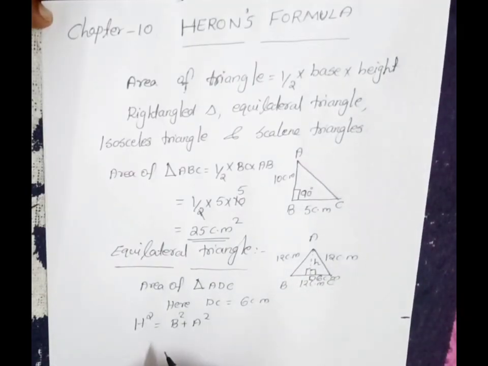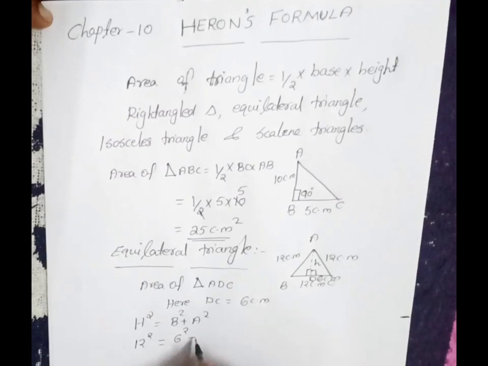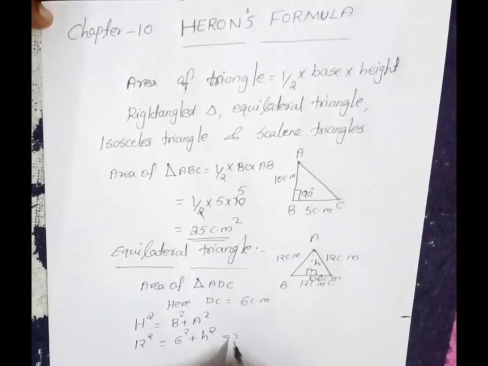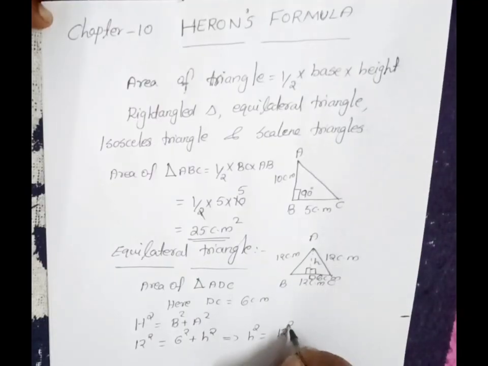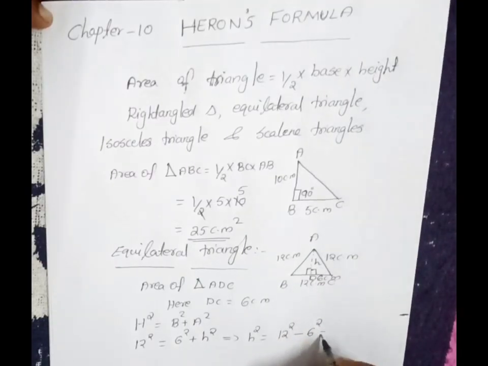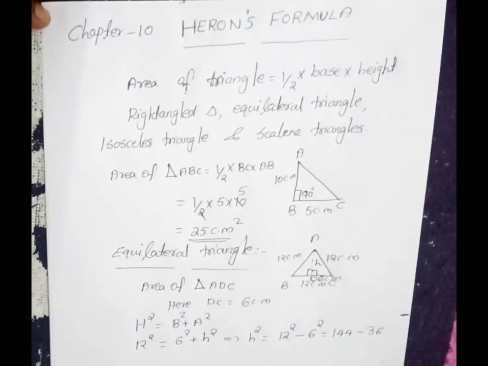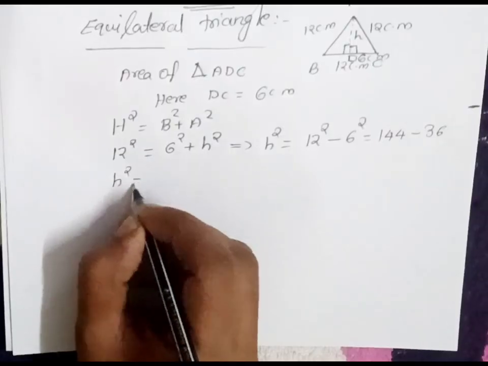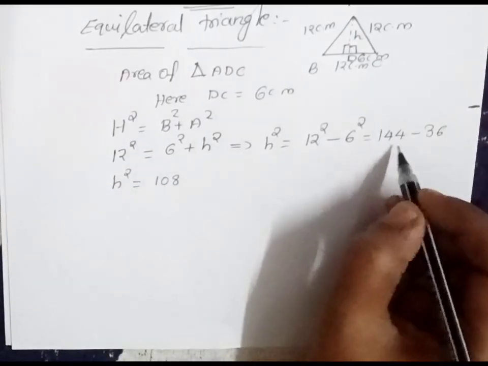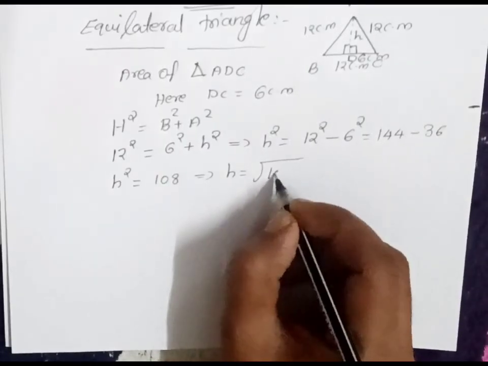Therefore, substituting in the Pythagorean theorem, 12 square is equal to 6 square plus H square. That implies H square is equal to 12 square minus 6 square, that is 144 minus 36, that is 108. That implies h is equal to root 108.